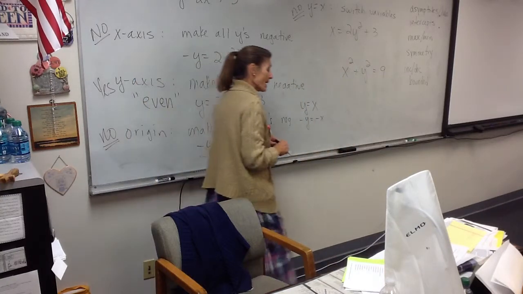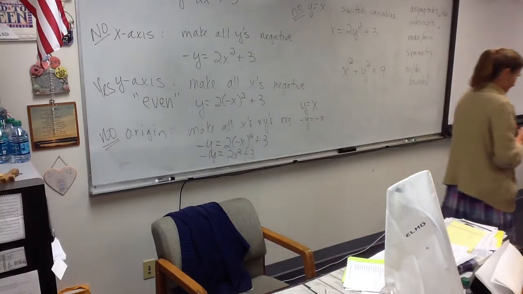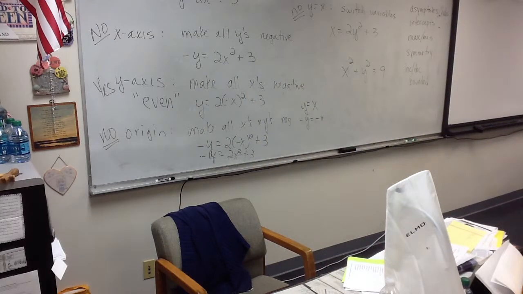All right, so recap. How do we test for symmetry about the x-axis? Make all the y's negative. How do we do the y-axis? Make all the x's negative. How do we do the origin? Make them both negative. How do we do the identity line? Switch your variables. Okay, so we're okay with that.